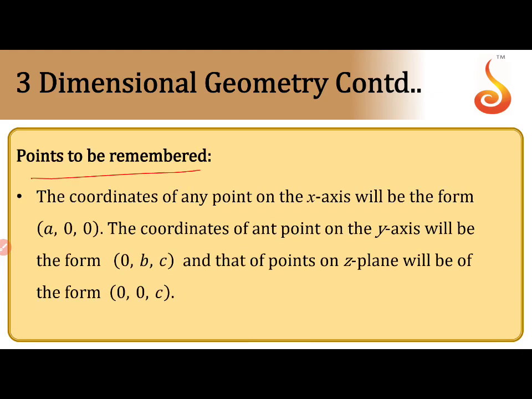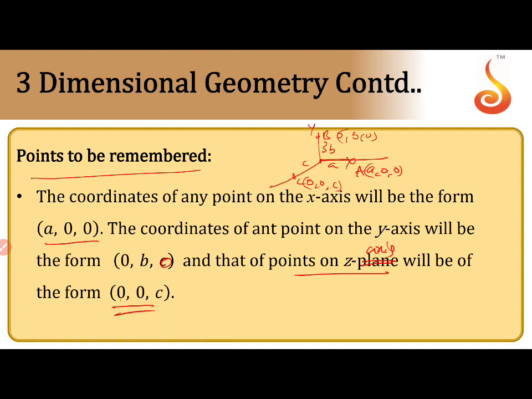So points to be remembered. The coordinates of any point on the axes. Here x-axis, y-axis, z-axis. Point A: the distance from origin to this point is a, so the coordinates of A are (a, 0, 0). Similarly point B on the y-axis, the length is b units, so (0, b, 0). The point C, the length is c units, so (0, 0, c). On the x-axis, the point coordinates are (a, 0, 0). On the y-axis, the point coordinates are (0, b, 0). A point on the z-axis will be (0, 0, c).